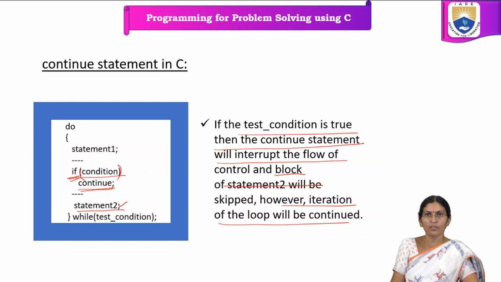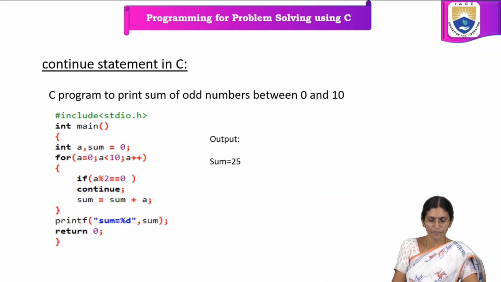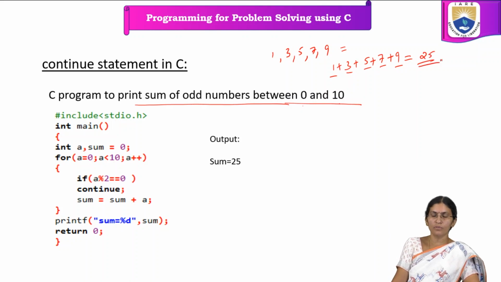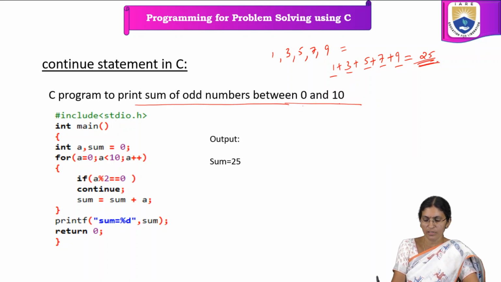Now let us see the working of this continue statement with the help of a program. This is a simple program to print the sum of odd numbers between 0 and 10. The odd numbers between 0 and 10 are 1, 3, 5, 7 and 9. The sum is 1 plus 3 plus 5 plus 7 plus 9. This evaluates to 9 plus 1 is 10, then 20, then 25. So the output obtained should be 25.